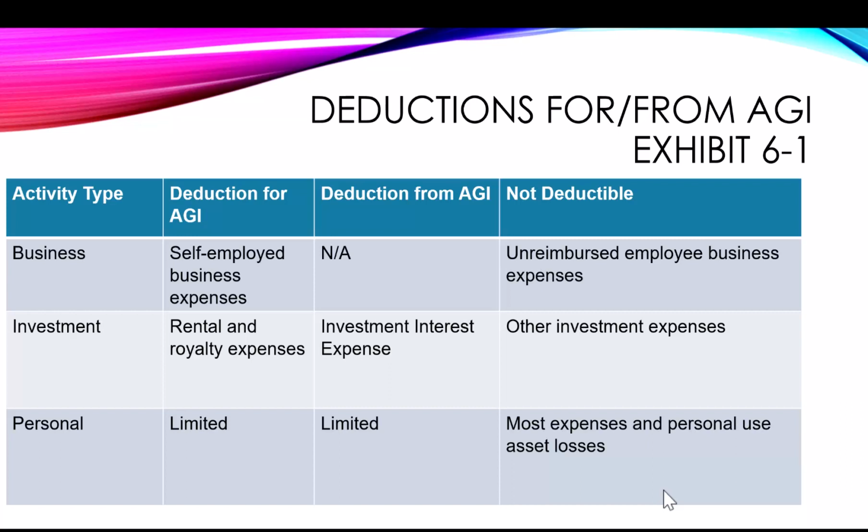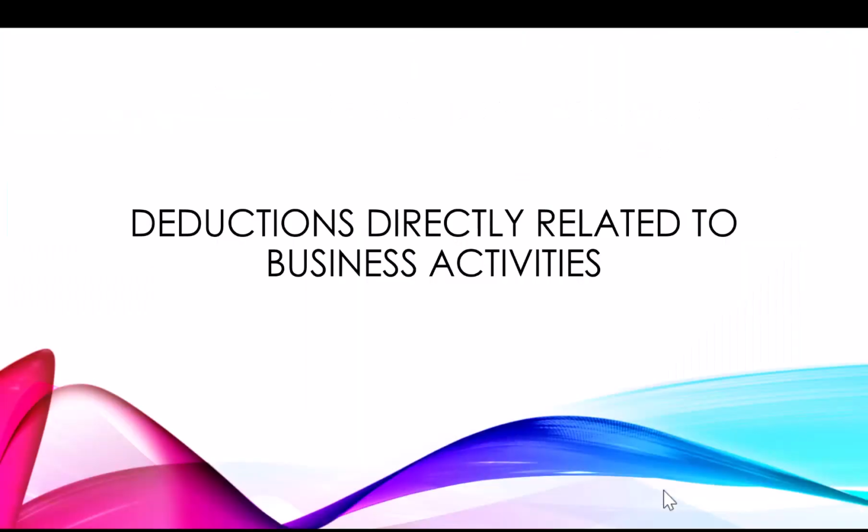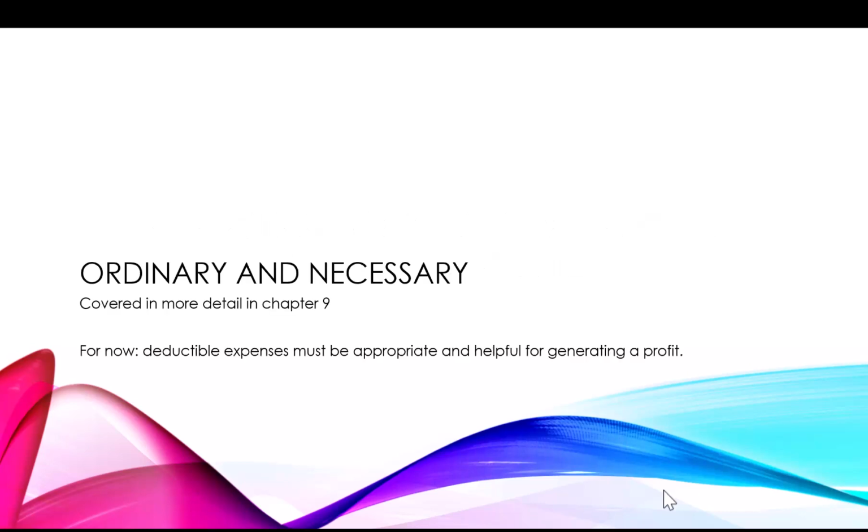Now that we have a general sense about the different types of activities and whether they're going to result in a for, from, or non-deductible outcome, let's get into the specifics regarding deductions directly related to business activities. In general, you are permitted to deduct all ordinary and necessary expenses incurred in your trade or business. We're going to cover the concept of ordinary and necessary in more detail in Chapter 9. For now, all you need to know is that deductible expenses must be appropriate and helpful for generating a profit.